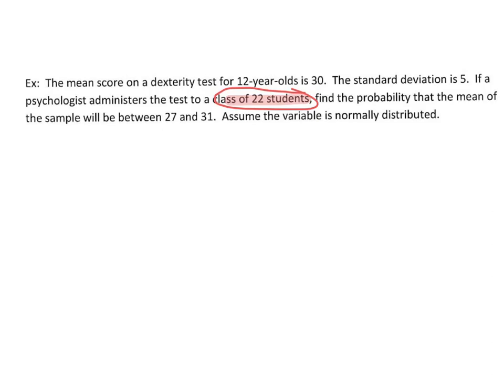Square root of 22. So that's the only change that you have to make. Enter it all in your calculator without actually doing it. You can just put that standard deviation divided by the square root.